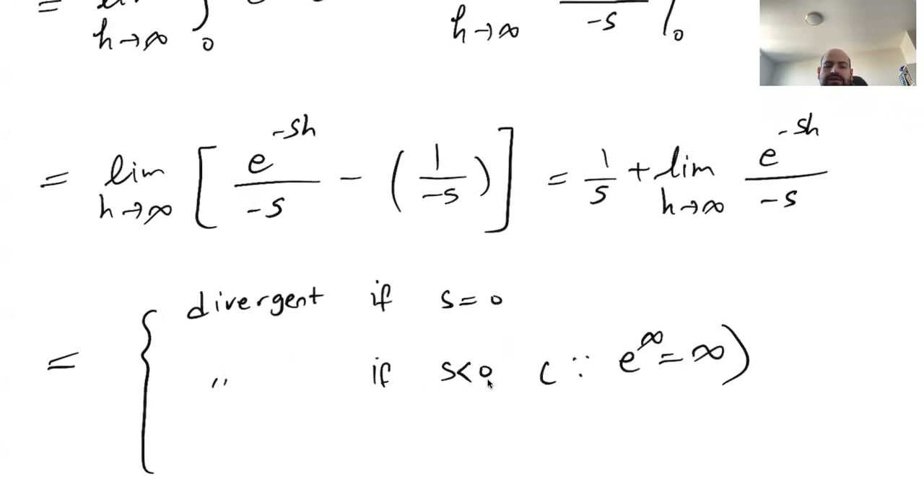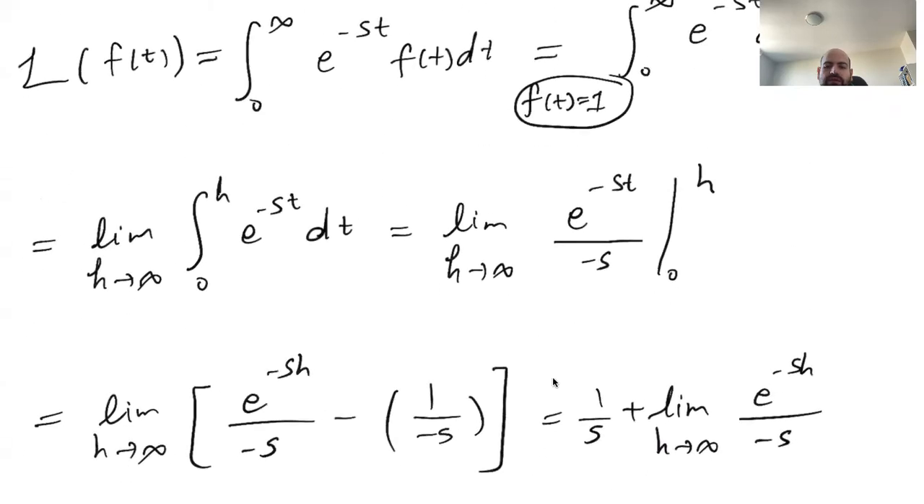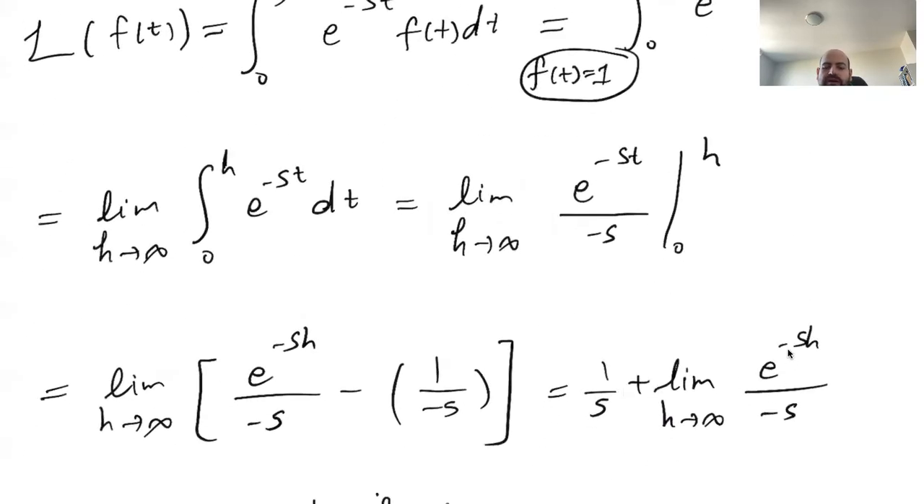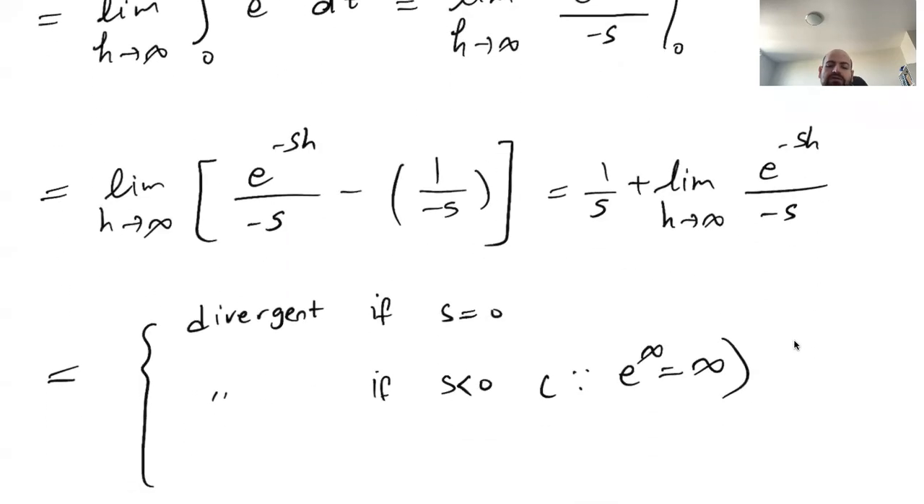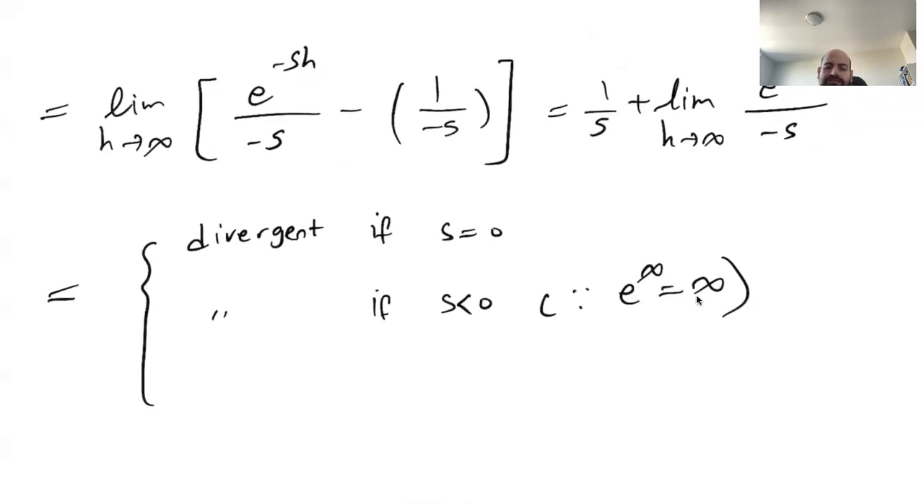And if s is less than 0, s will be negative, minus s will be positive, and h goes to infinity. So e to power positive number times infinity will be e to power infinity. E to power infinity will be infinity. So this is the reason for s less than 0. The reason for s equals 0 is integral 0 to infinity dt will be divergent.